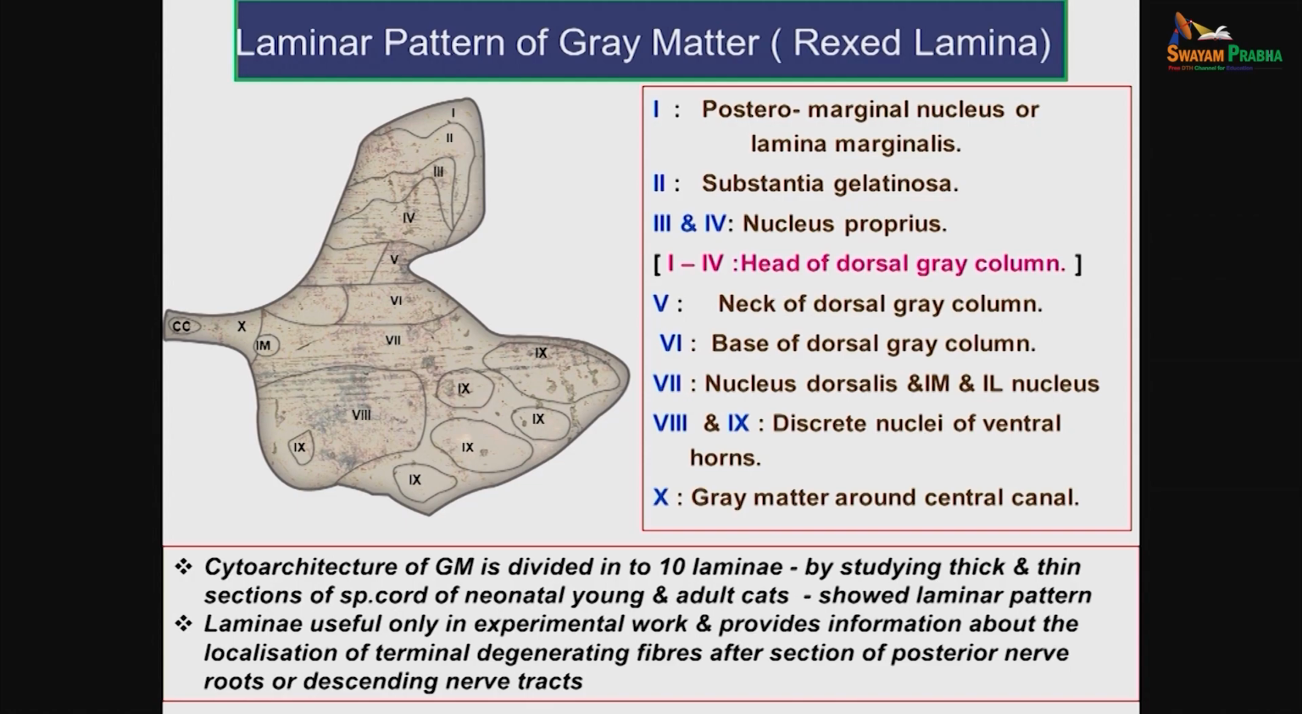5 is neck of dorsal grey horn. You can see in this picture, this is 5. 5th lamina is neck of dorsal grey horn. 6 is base of dorsal grey horn. 7 is the nucleus dorsalis, and also this intermediate region we talked about 2 nuclei, intermedio-medial and intermedio-lateral nucleus. 8 and 9, we talked about various nuclei in the ventral grey horn: medial group, central group, lateral group. Those are coming under the 8 and 9 lamina. 10 is grey matter around the central canal. I hope you remember that around the central canal the grey matter, we called it as anterior grey commissure and a posterior grey commissure. So these are the various lamina which are present and it is called as Rexed lamina.